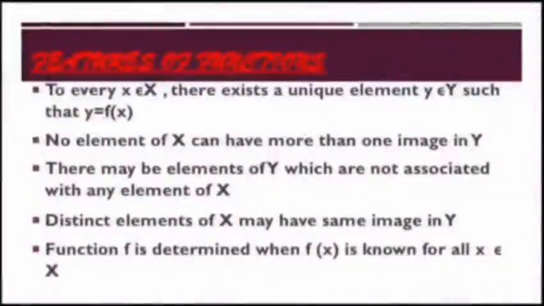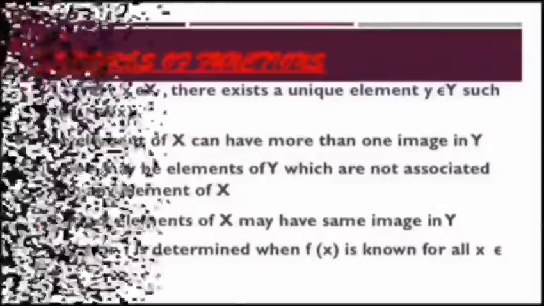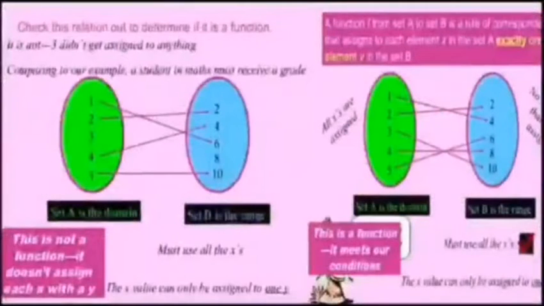Now let us see the features of a function through examples. In figure 1, let set A be 1, 2, 3, 4, 5 and set B be 2, 4, 6, 8 and 10. Then f is not a function from A to B because the element 3 of A has no image in B. The first feature of a function says, to every x there exists a unique element y belonging to B such that y equals f(x).